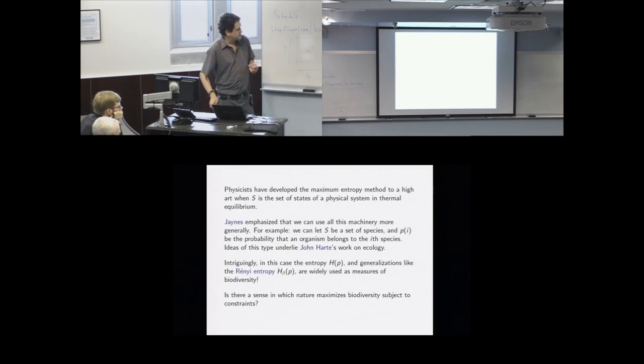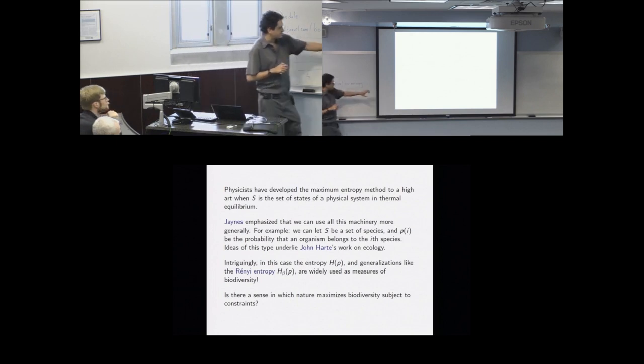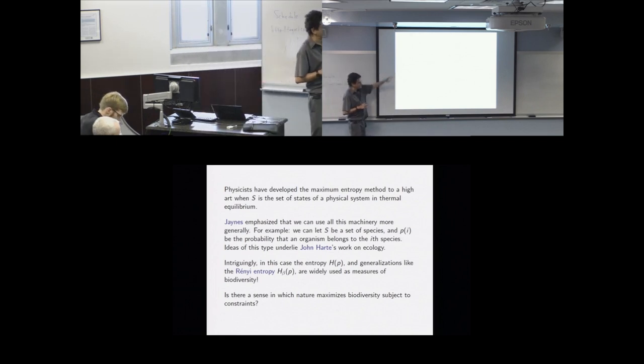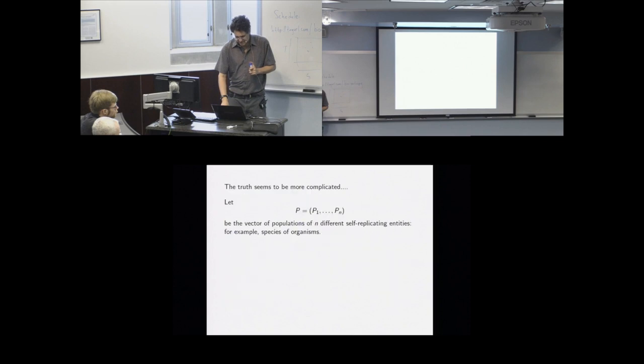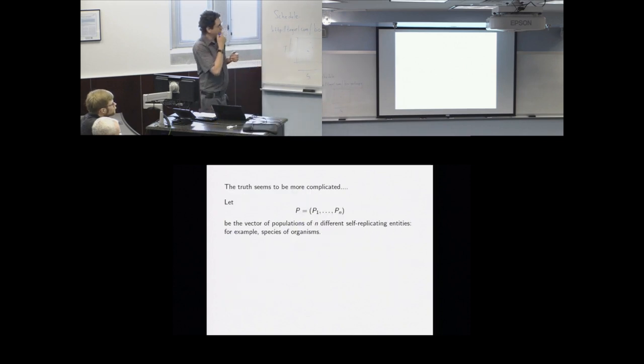So you could ask here, is there a sense in which nature is trying to maximize biodiversity subject to constraints, if you put these two ideas together? That's a sort of strange and interesting thought. It obviously can't be that simple. But there's an interesting thing going on there.